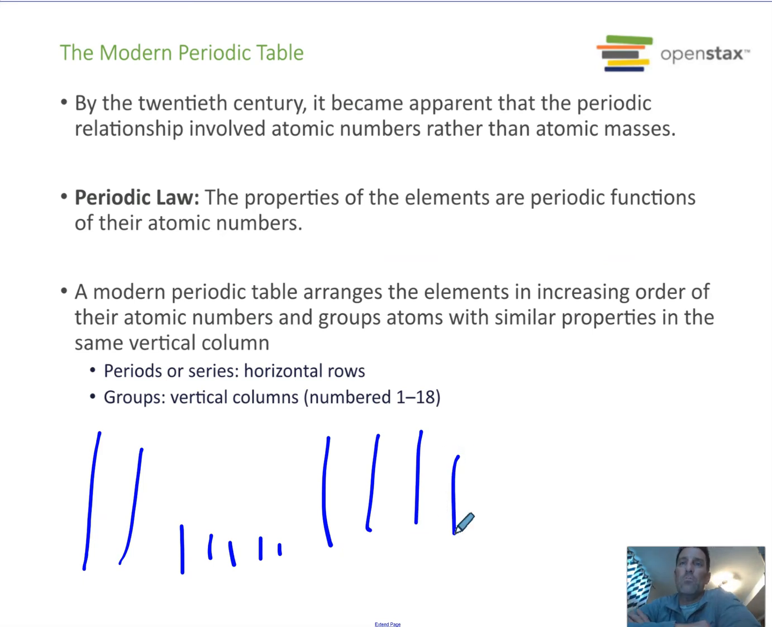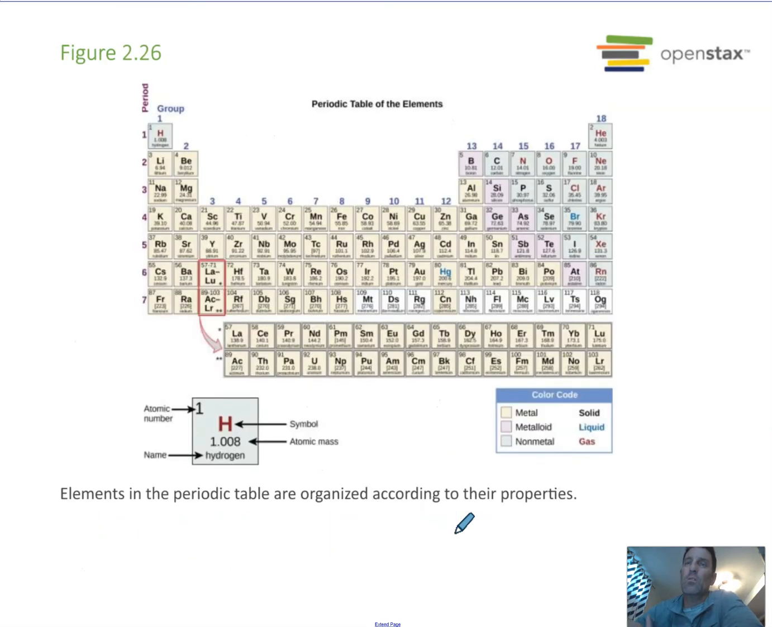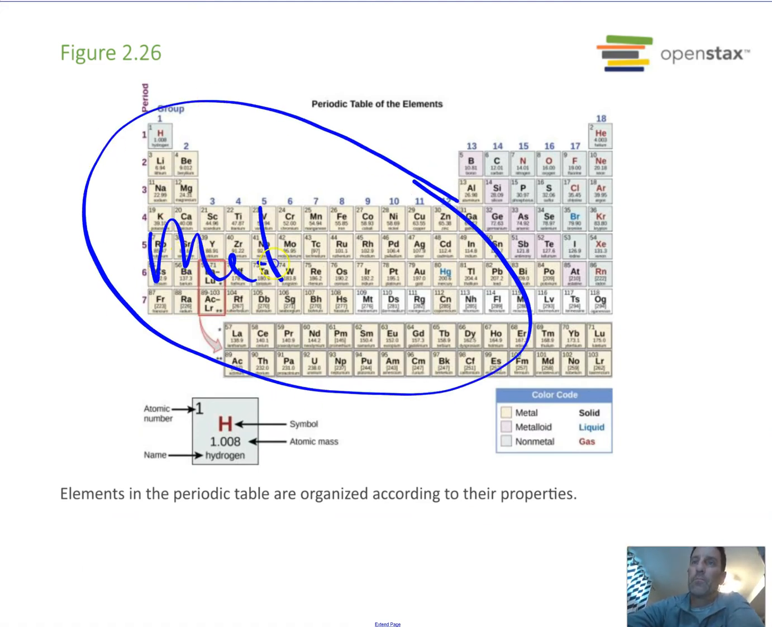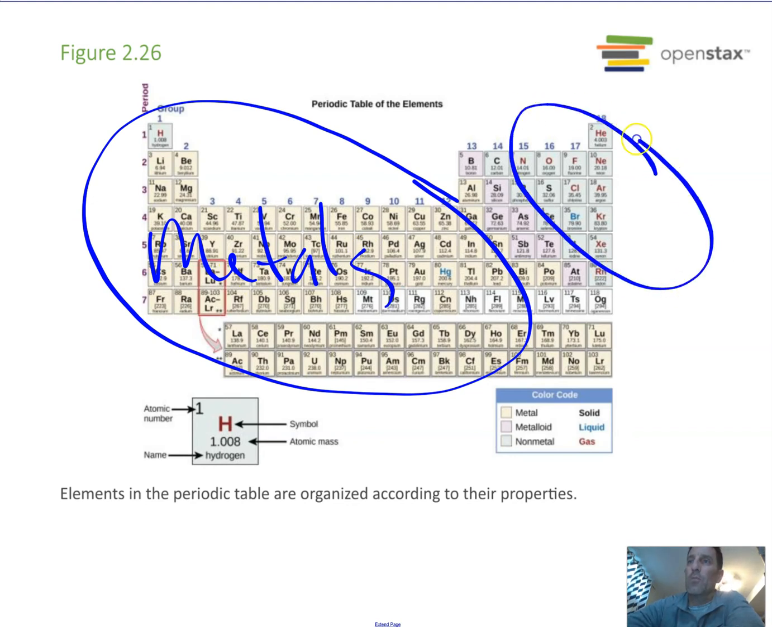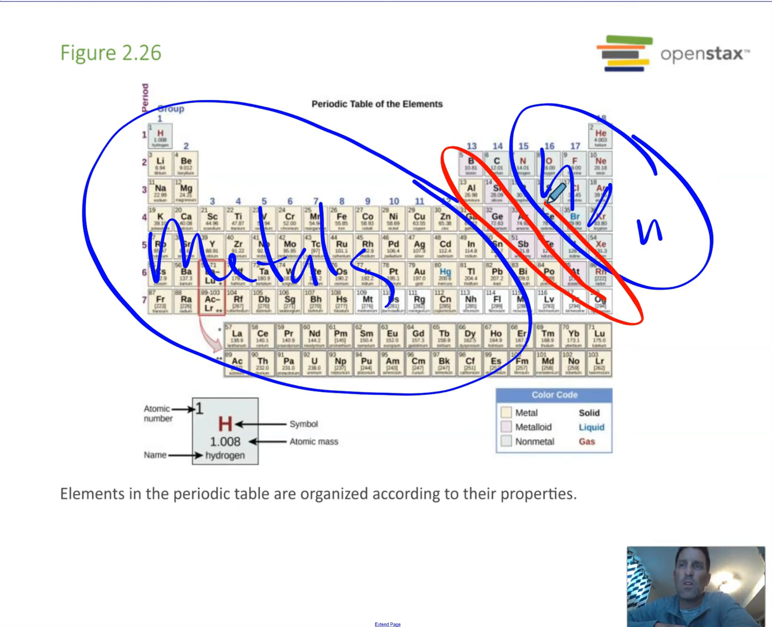The modern periodic table arranges the elements in increasing order of their atomic numbers and groups atoms with similar properties in the same vertical columns. We will learn a lot, but make sure you're aware that the metals are here, then the nonmetals are here, and in the middle, we call these metalloids. The metalloids just kind of reside right there. It's pretty hard to circle with my finger, but you can look that up in your text on your app and see better detail. But make sure you know where metals, nonmetals, and metalloids are on the periodic table.